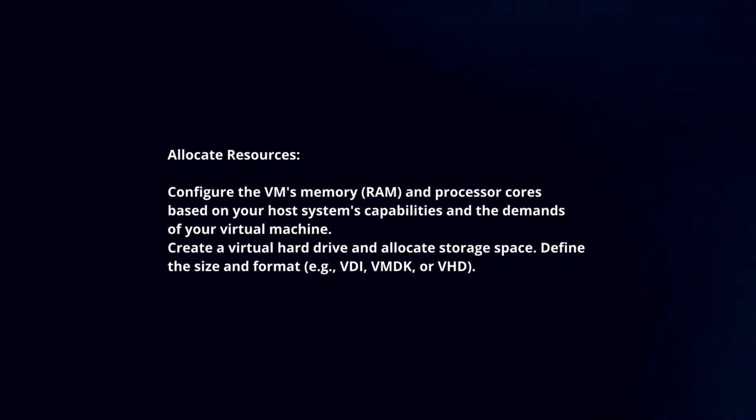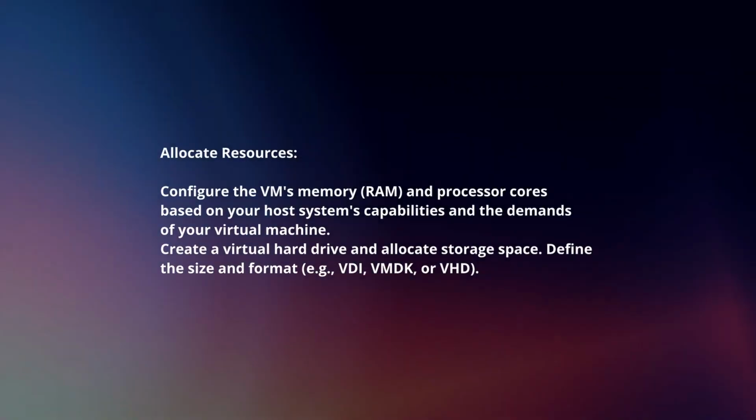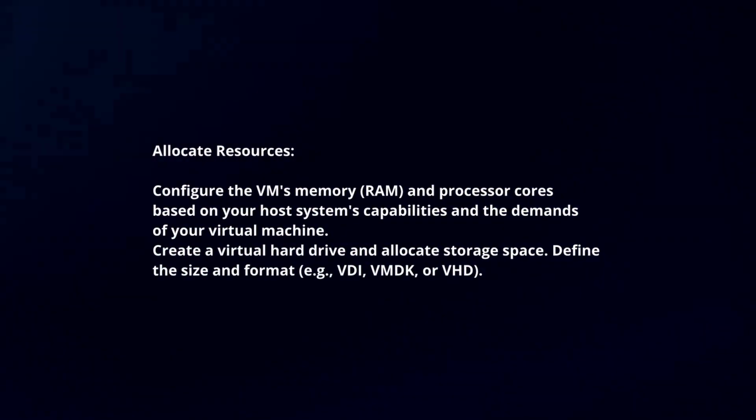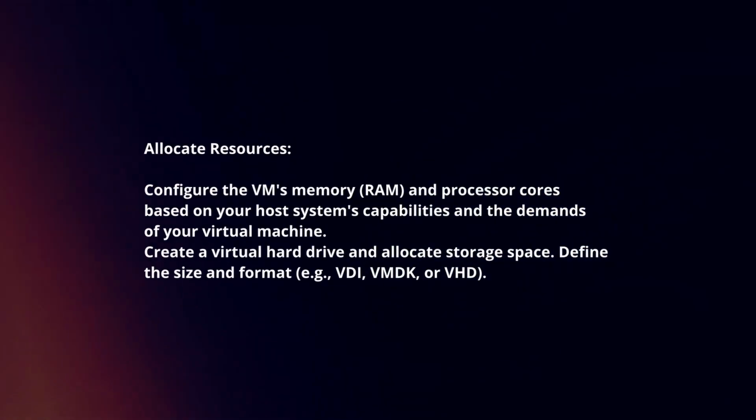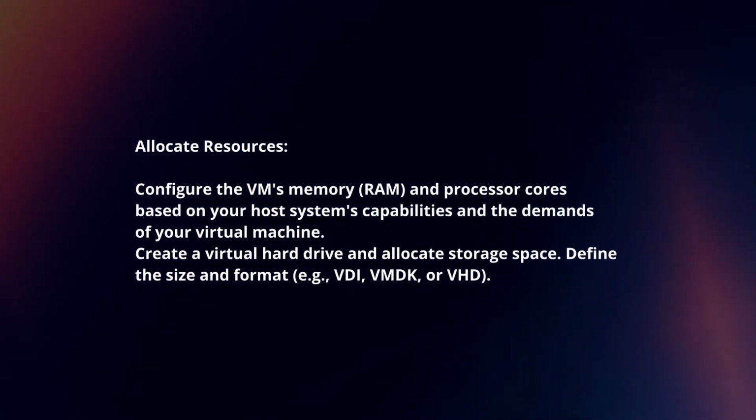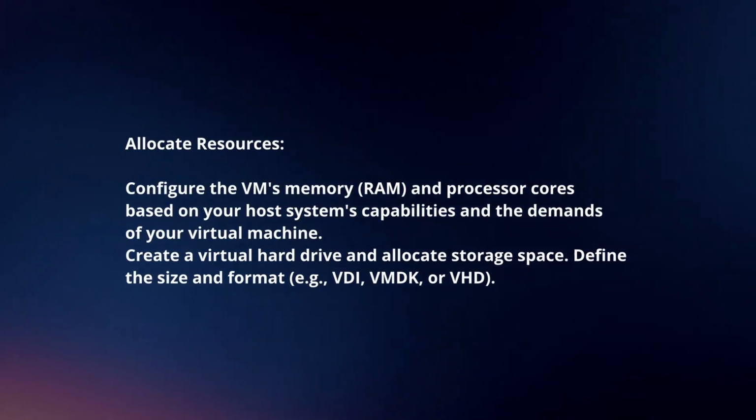Allocate resources. Configure the VM's memory and processor cores based on your host system's capabilities and the demands of your virtual machine. Create a virtual hard drive and allocate storage space. Define the size and format.